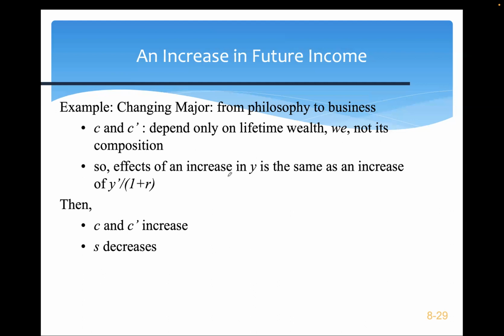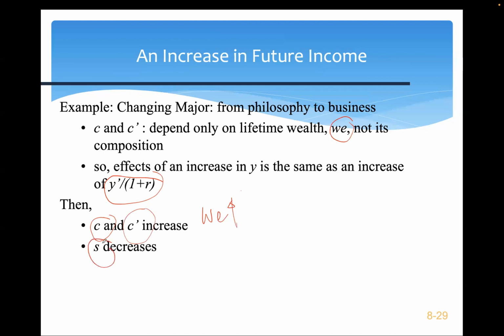Right? So C and C prime will only depend on lifetime wealth, not its composition. Hence, the effect of the increase is largely the same as we had before. C and C prime are going to increase, because your lifetime wealth increases. But now the interesting part is your savings is going to decrease.